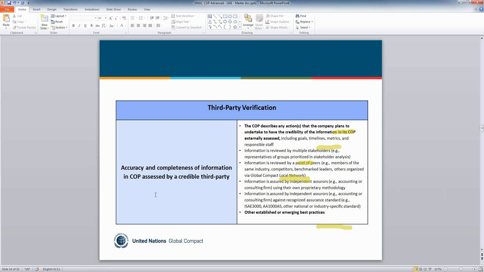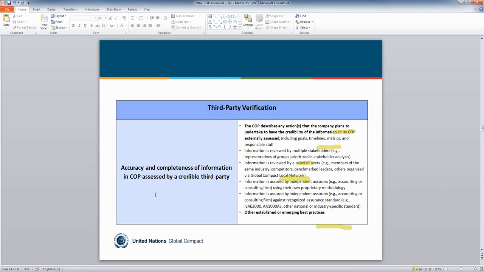So in order to address this issue of credibility, comparability, quality, and quantity of sustainability information, the Global Compact decided, after a whole process of consultations, that this requirement of third-party verification was necessary for our advanced level. So companies that want to achieve the advanced level are required to have some sort of third-party verification.